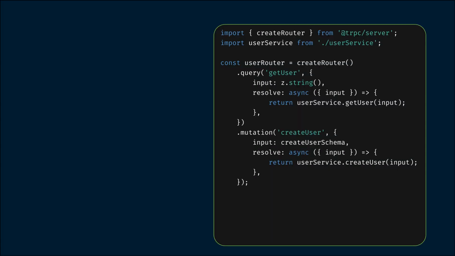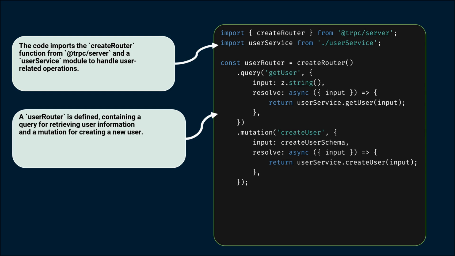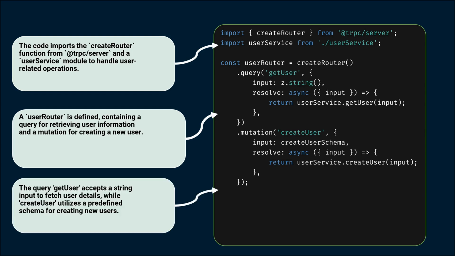Next, we will write the code that defines a user router in tRPC using the createRouter method. This router will encapsulate our API logic for user-related actions, organizing it effectively for scalability and clarity. Now let's take a look at the getUser query defined within the router. This query takes a single string input which represents the user ID. When executed, it resolves the input asynchronously and invokes userService.getUser(input), retrieving the corresponding user data. This structure allows for clear input validation and ensures we handle user retrieval efficiently.